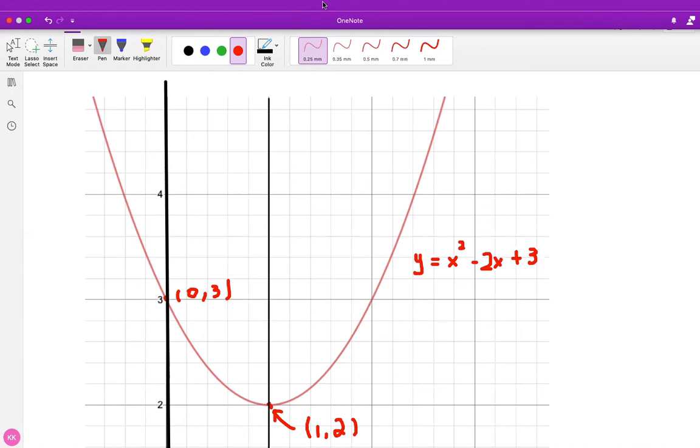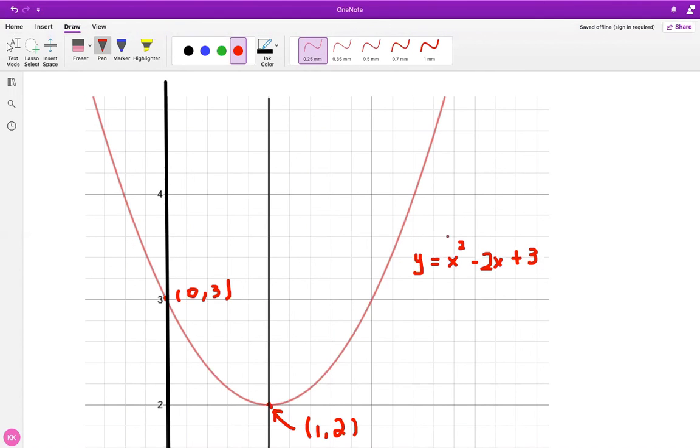So basically this is the graph of y equals x squared minus 2x plus 3. We can see that the vertex is at (1, 2) and it passes through (0, 3), and the y-intercept equals 3. So basically if I want to look for the y-intercept, I need to look for the last term of the function, 3, and that gives me (0, 3).